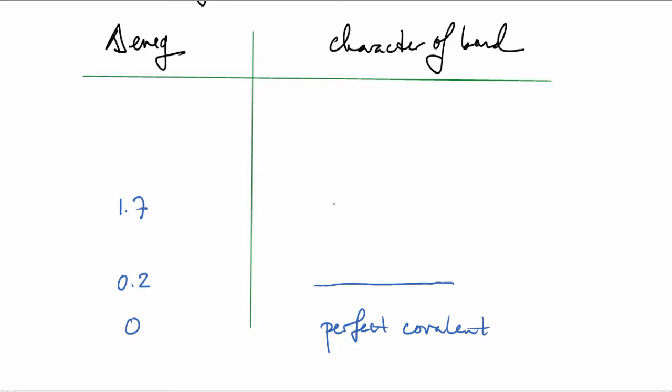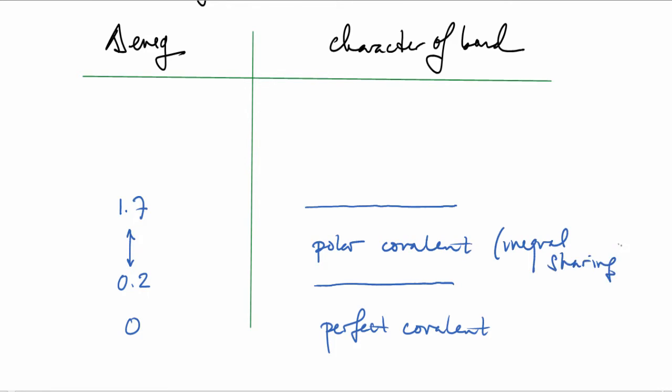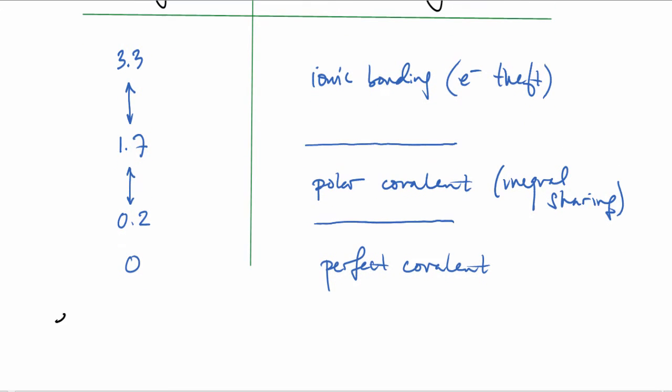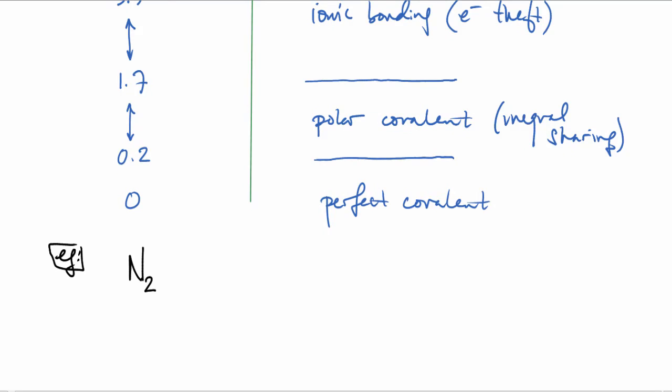So if there's no difference in electronegativity, that is both pull electrons equally, we'd say that bond is perfectly covalent. From 0.2 up to 1.7 difference in electronegativity, we say it's a polar covalent bond. They're sharing but not equally. From 1.7 up to 3.3, we say that's ionic bonding. Effectively, the one electron has been stolen completely away by the atom that has greater electronegativity.